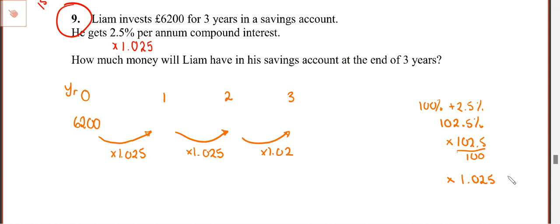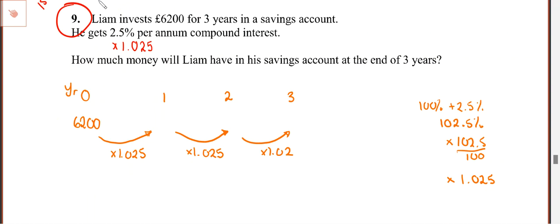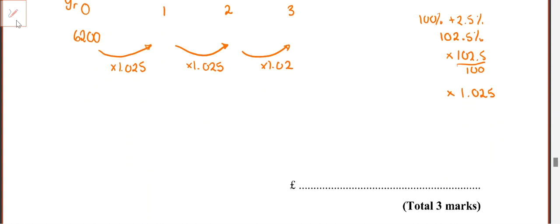I did two methods. To get from year 0 to year 1, I found 2.5% of 6,200 and added it on. Okay, so you found 2.5% and added it on, yeah? Yeah, but it would be times 0.025. What's the trouble with that method? It's absolutely fine. So let's just do that.